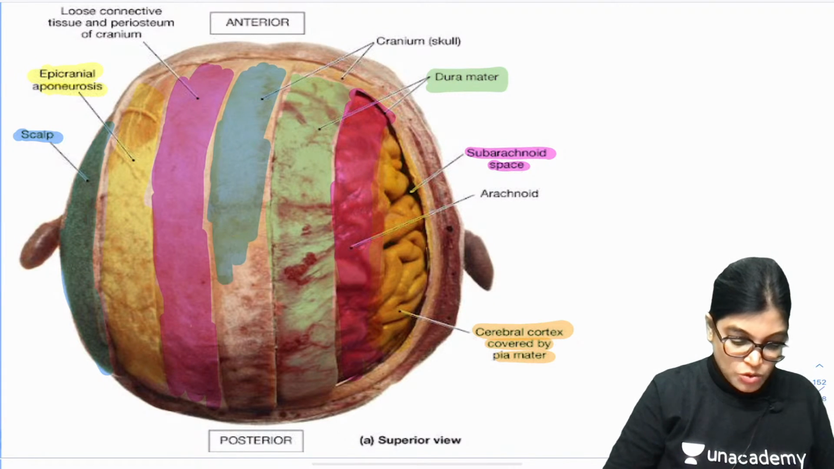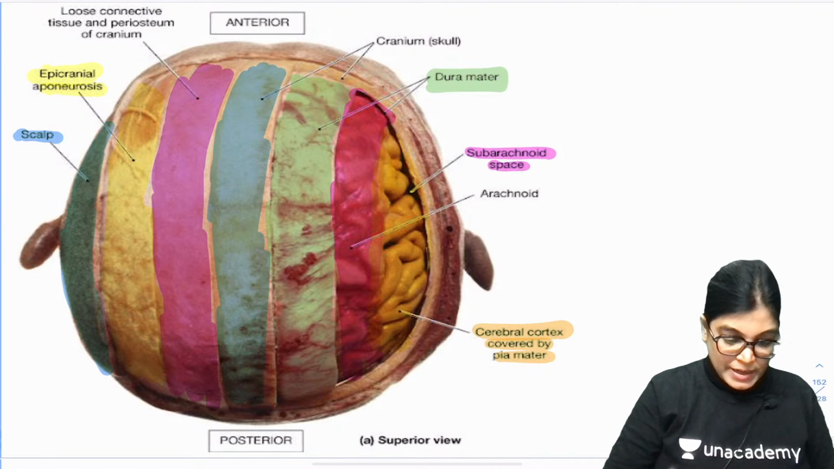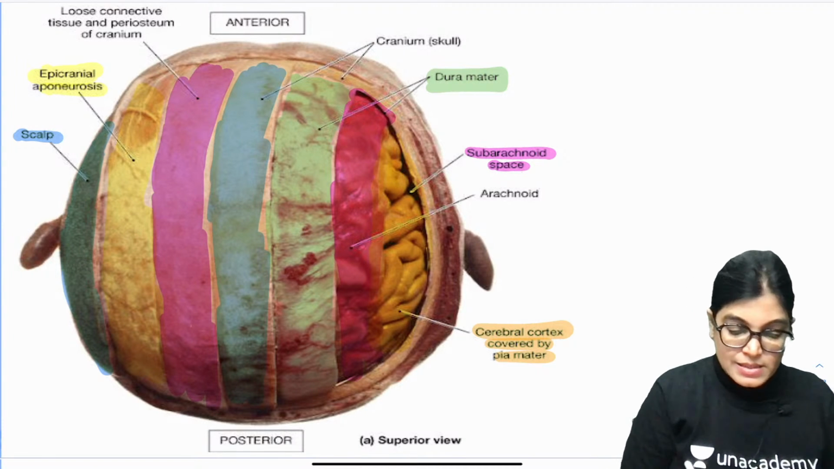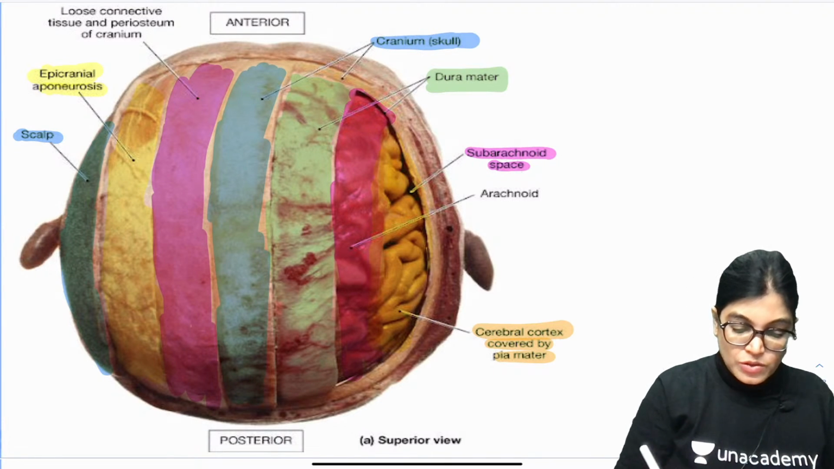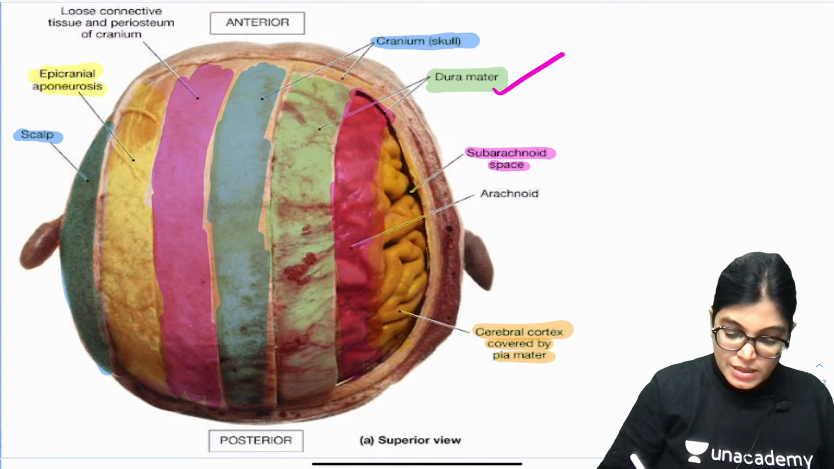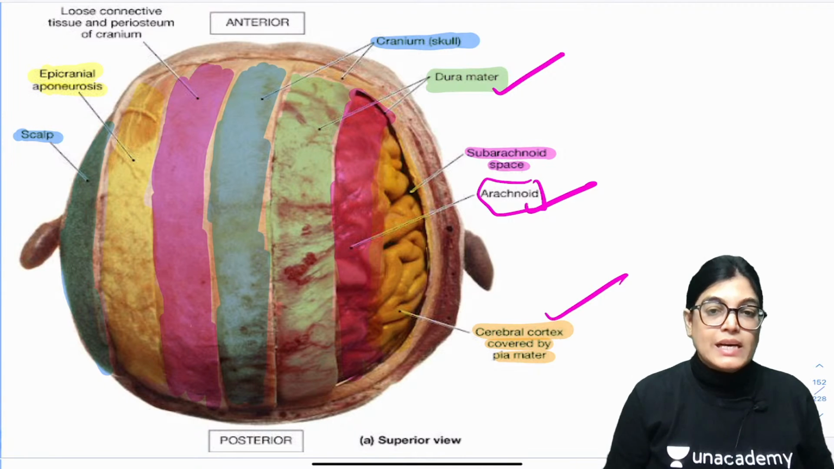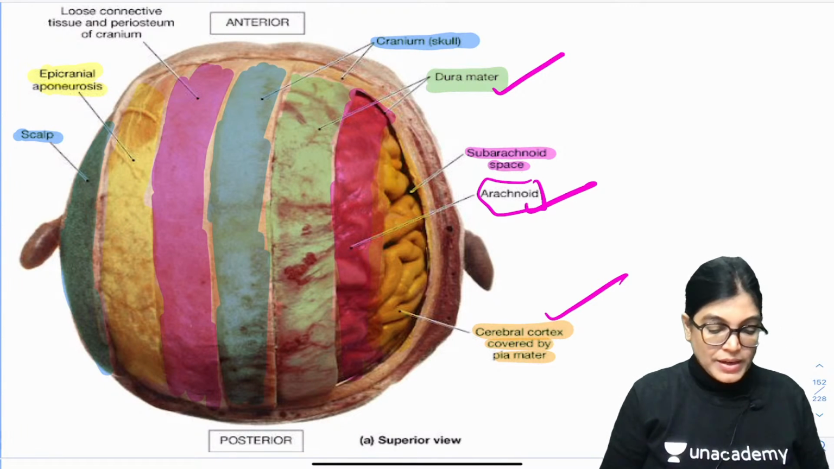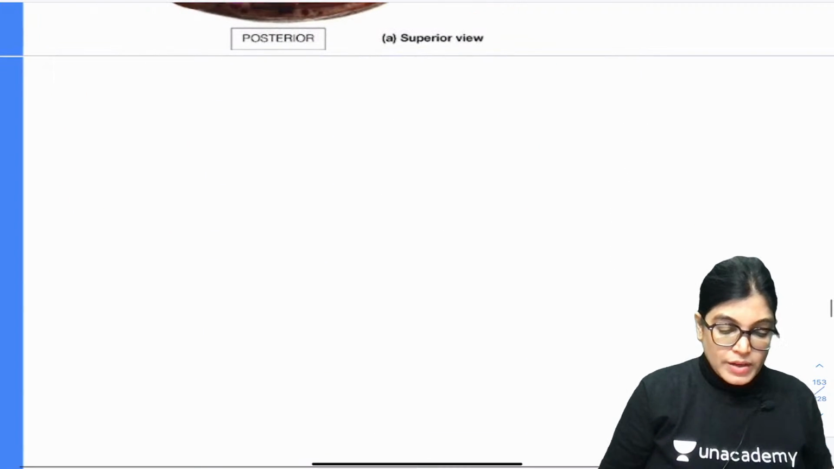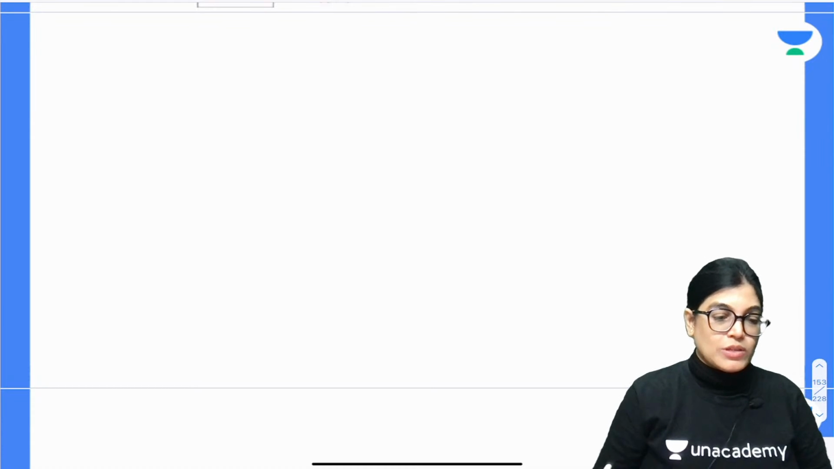When the cranium is opened up, the 3 layers of the meninges are seen. Thereafter you can see the dura mater, the arachnoid mater, and the innermost pia mater. These are the layers visualized here, and we can appreciate all these layers very nicely in this diagram. Okay, let me give you certain important points about the meninges of the brain.